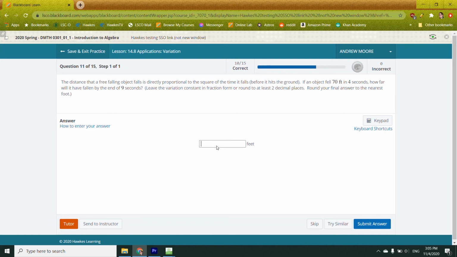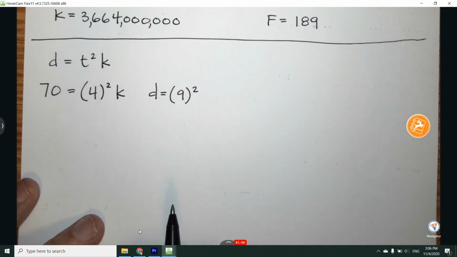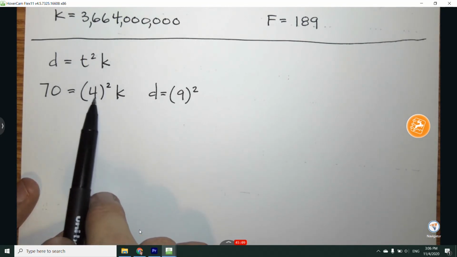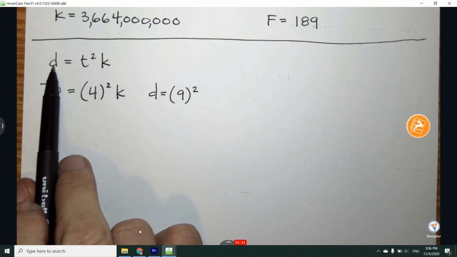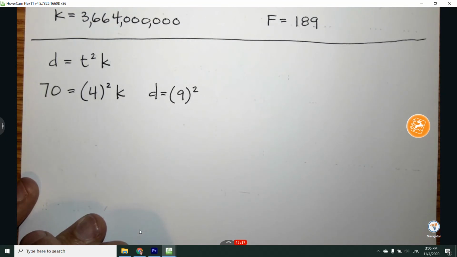The distance that a free-falling object falls is directly proportional to the square of the time it falls before it hits the ground. If an object falls 70 feet in 4 seconds, how far will it have fallen by the end of 9 seconds? Leave the variation constant in fraction form or round to at least 2 decimal places. And then it says round your final answer to the nearest foot. That's one thing I like to do, is just leave it in fraction form if I can. Now, first thing we're going to do, it says our distance is equal to the square of the time it takes to reach the ground.